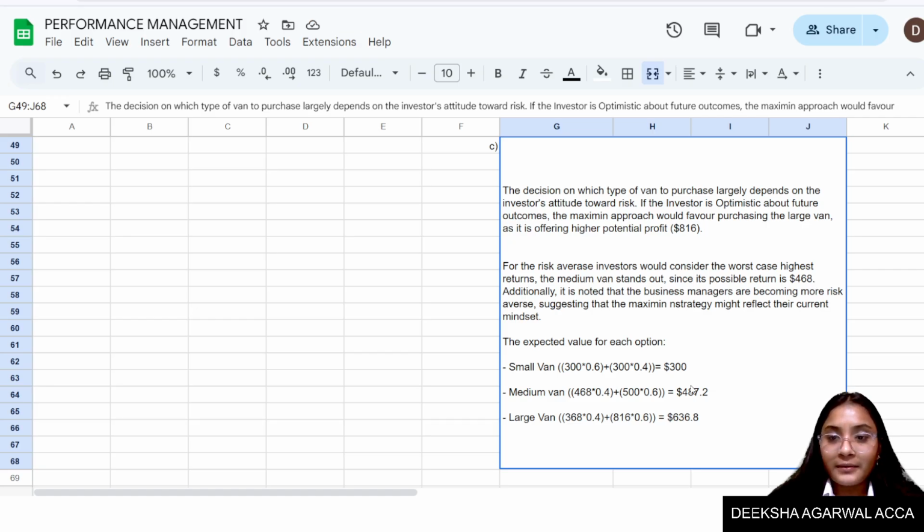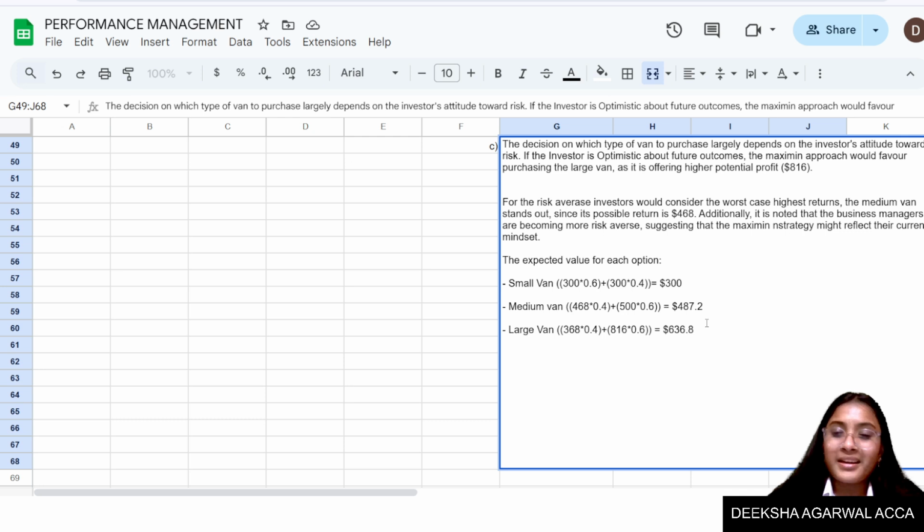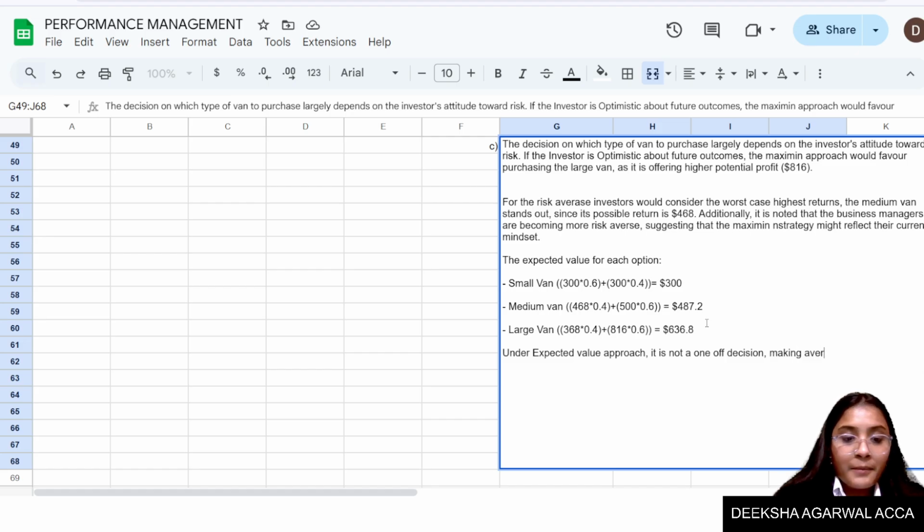So I can write down a simple line that under the expected value approach, it is not a one-off decision. Correct. Making average returns a useful guide.